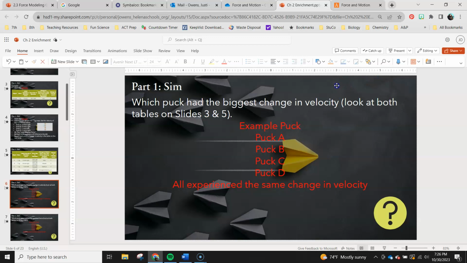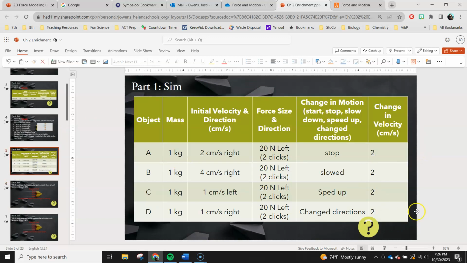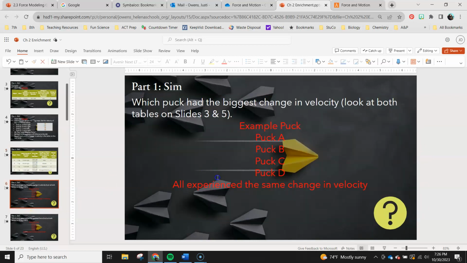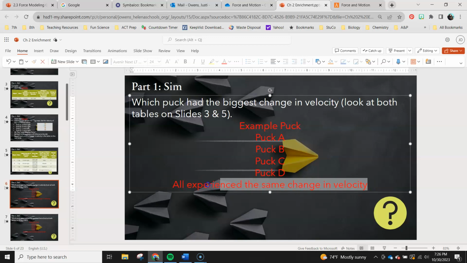objects that are changing their motion, either speeding up, slowing down, whatever the case, take different force to do that. But what we saw is they all changed velocity by 2 centimeters per second. So it doesn't matter if an object is speeding up, slowing down, starting, stopping, or changing direction. If it changes by 2 centimeters per second, then all are experiencing the same change in velocity. So I should have circled this last question right here.